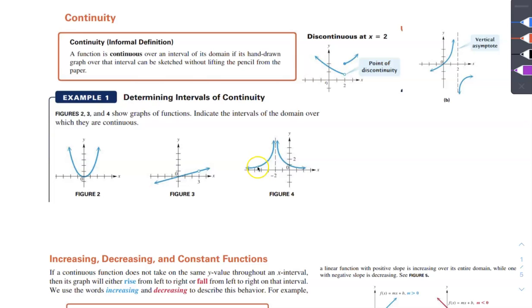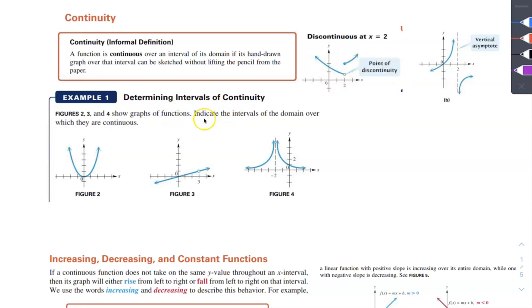This one, drawing it, it's continuous until -2. I can't go from here to here without picking up my pencil. So it's discontinuous at -2. So that's what happens here. It's continuous, stops at 2, and continues again. So it's probably easier to tell when something is discontinuous. It's when you have little holes or vertical asymptotes or a jump here. That's when it's not continuous.